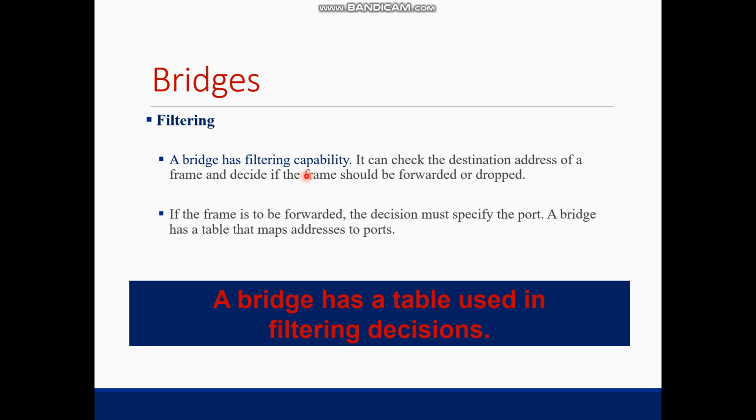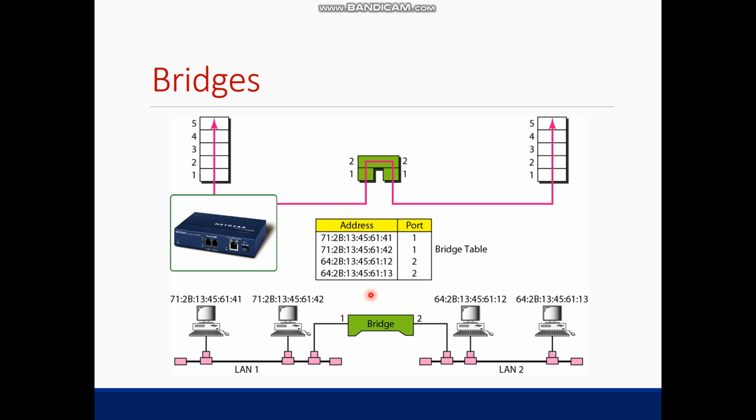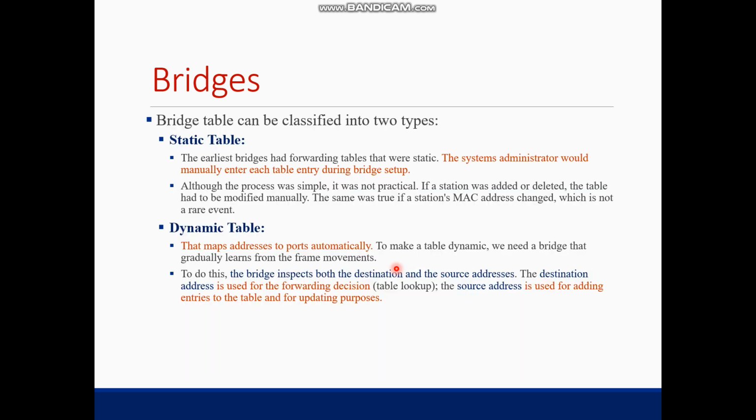This decision is made based on something called a table that maps addresses to ports. So inside a bridge, there's a table which is used in order to make the filtering decision. Like here, for example, this MAC address and that one belong to port number one, as you can see there, but those two belong to port number two. So through this table, it can recognize where the data is going to be delivered.